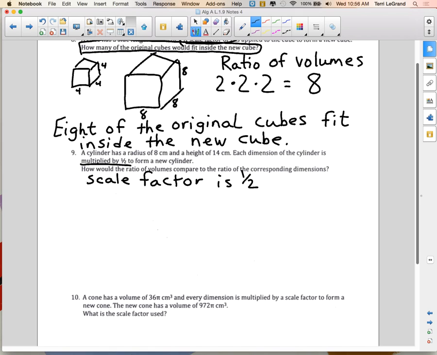Okay, so how would the ratio of volumes compare to the ratio of corresponding dimensions? You get smaller. So they're asking us for the ratio of volumes is really what they're doing here.